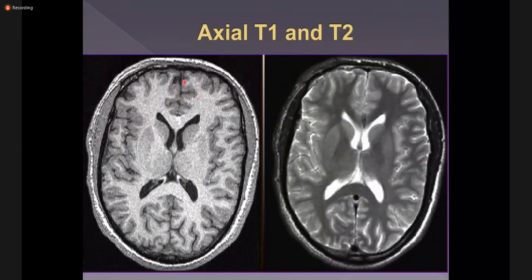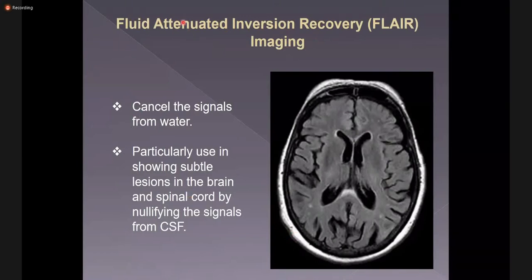Gray matter along the cortex is gray. Here is also gray. And the subcutaneous fat is white. Here is also white, but this is brighter than on the T2 weighted image. Then the fluid attenuated inversion recovery, FLAIR.